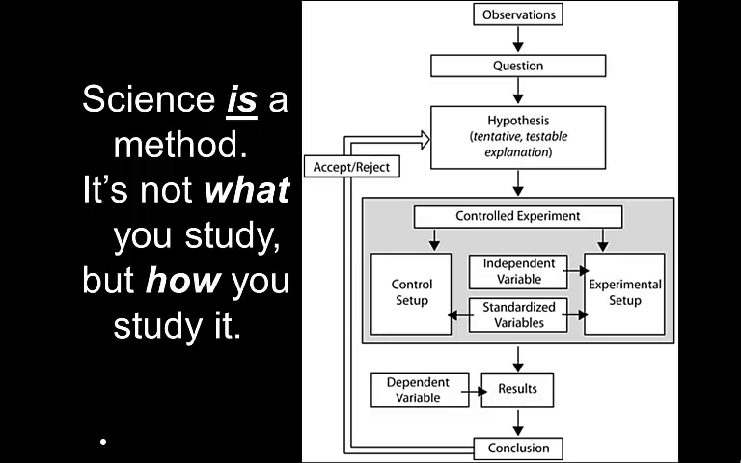Throughout every stage of the scientific method, testing takes place continuously. Scientists test data and results of experiments by carrying out new experiments. No hypothesis, law, or theory is ever free from testing. All are constantly open to modification or abandonment based on new evidence. Science is a method. It's not what you study, but how you study it.